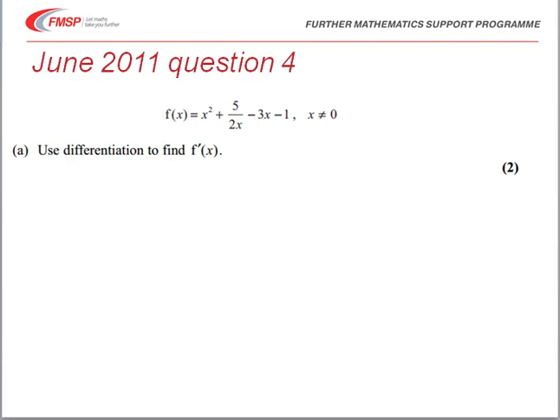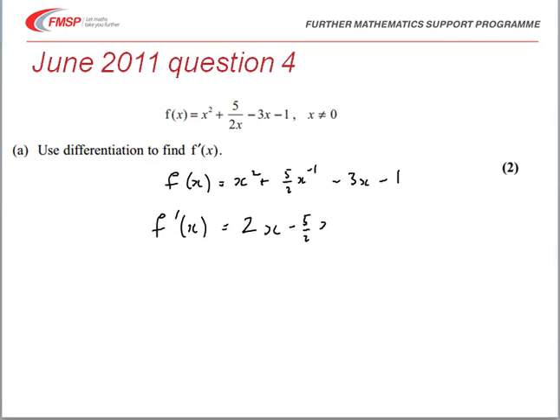The first part of the question asks us to differentiate. Just writing f(x) first of all as x squared plus 5 over 2 x to the power minus 1 minus 3x minus 1 gives us that f dashed x is equal to 2x minus 5 over 2 x to the power negative 2 minus 3.